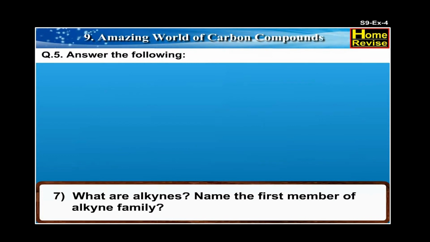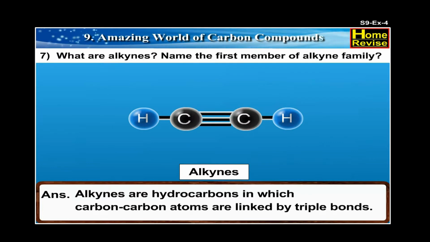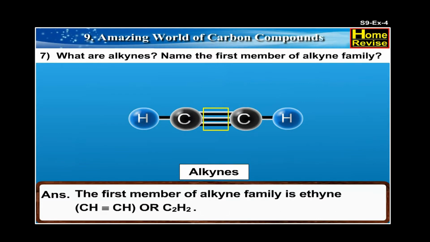Seventh, what are alkynes? Name the first member of alkyne family. Answer. Alkynes are hydrocarbons in which carbon-carbon atoms are linked by triple bonds. The first member of alkyne family is ethyne, that is CH triple bond CH or C2H2.